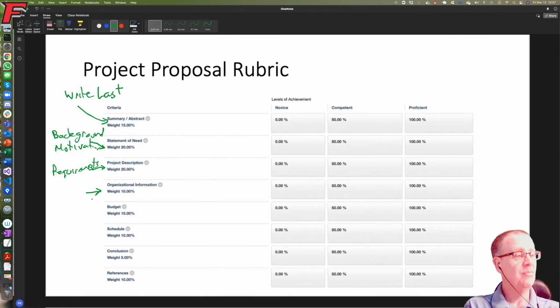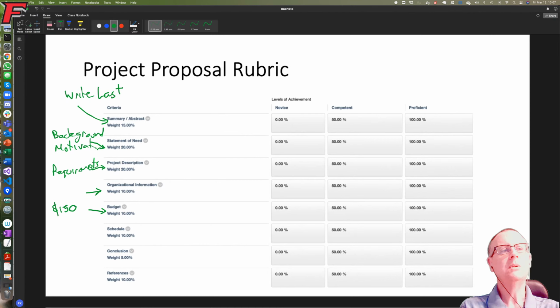So then we need a budget, right? And I think I've said there is available from the school around about $150 for you to spend on equipment. But before you spend anything, I need to know what it is, and you need to justify it in your budget. And we'll talk more about that as we develop the proposal.